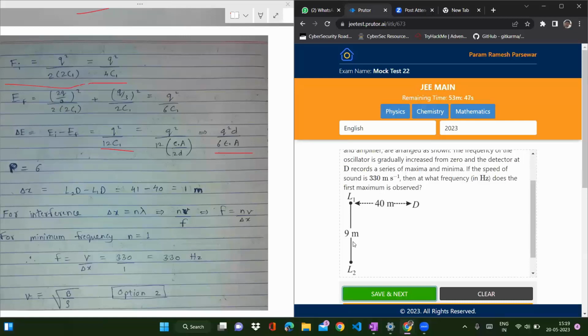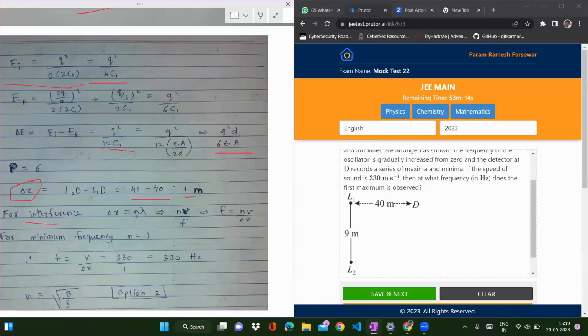And it is given the distance between them in the figure is 9 meters, and the detector is kept at 40 meters straight from L1. So by Pythagoras theorem, we can calculate this hypotenuse, which will be the distance between L2 and D, which comes out to be 41 meters. And 40 meters is the distance given between L1 and D. L2D minus L1D, which will be the delta x, the needed quantity for interference, is 1 meter.